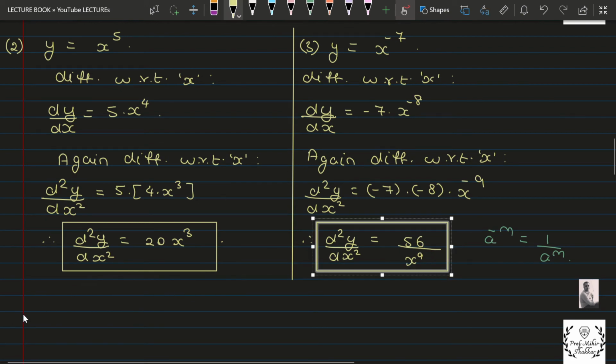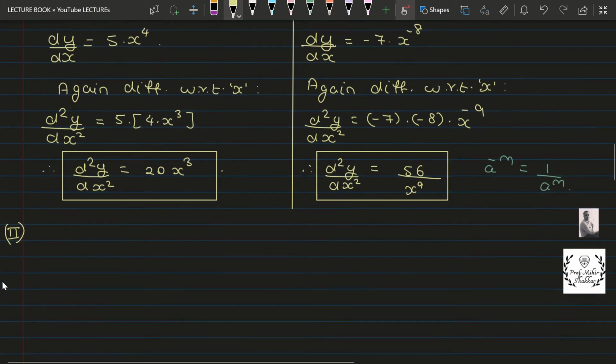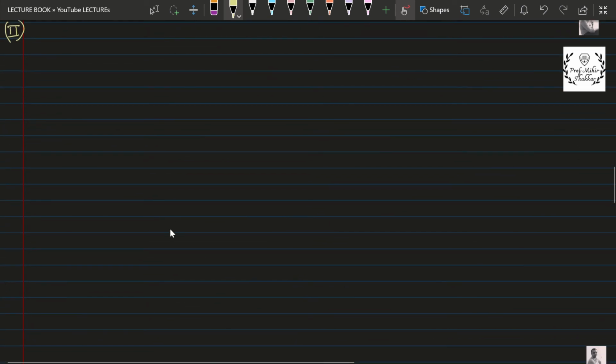Okay, so that was our question number 1. Now question number 2. Again, it is asking us to find the value of d square y by dx square.